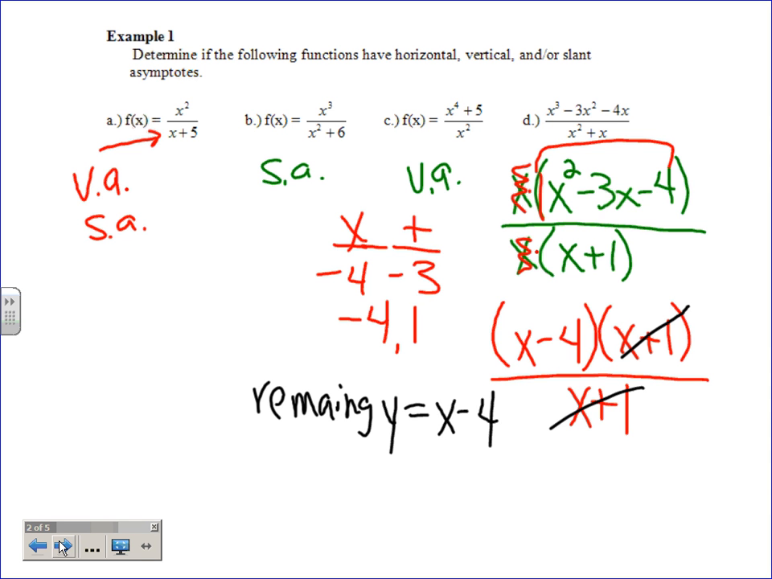So does that one right there have a horizontal, vertical, and or slant? No, in fact, it has what? It has 2 holes. So does it have discontinuities? Yes, it does, but it doesn't have asymptotes. Okay.